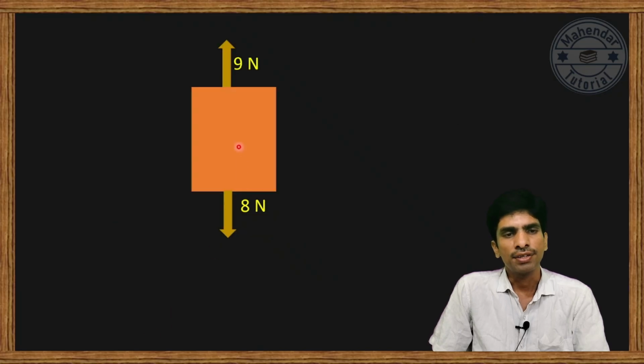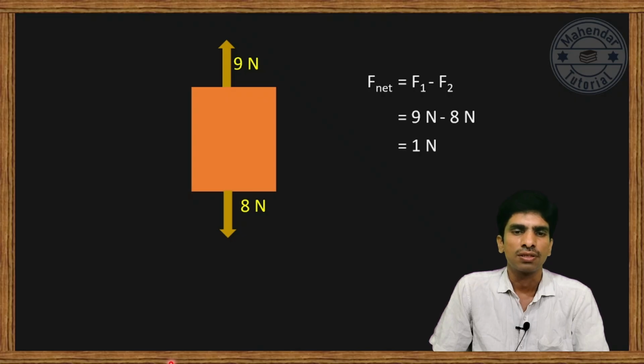Now a 9 newton force is acting upward and an 8 newton force is acting downward. So F net on this object is F1 minus F2 because those forces are opposite in direction. So 9 newtons minus 8 newtons is equal to 1 newton. 1 newton is the F net here.